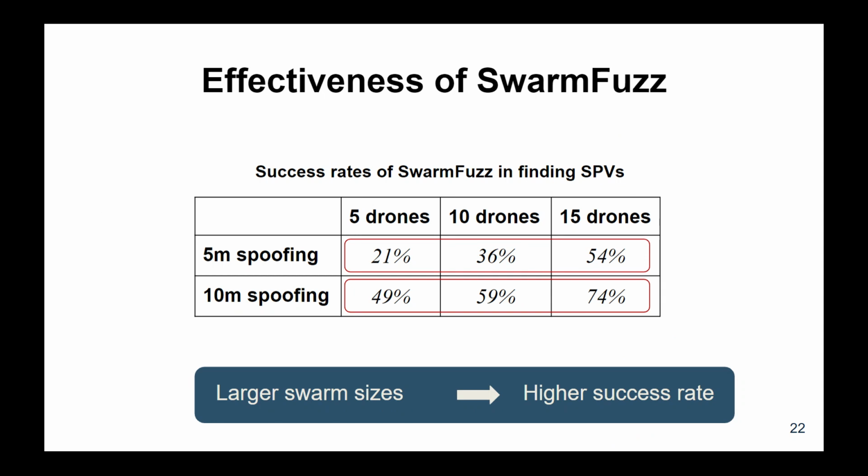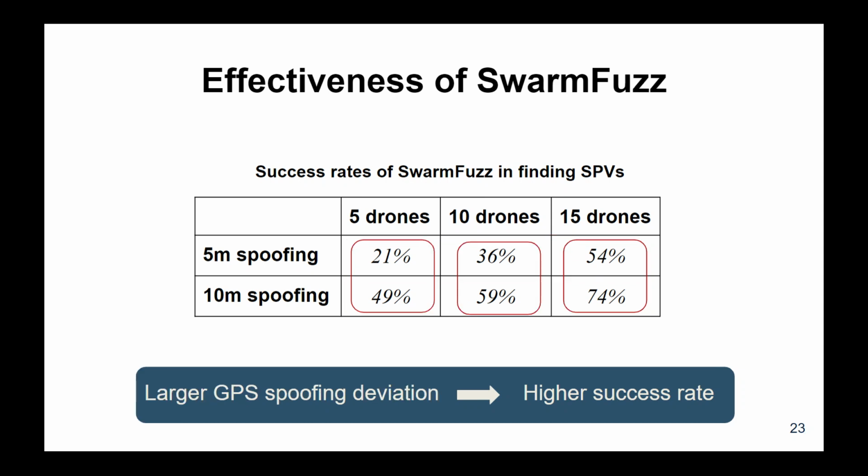Further, when looking at the success rate in each row, we observe that larger swarm size results in higher success rate. This is because larger swarms are denser, and this makes the obstacle avoidance more difficult. When looking at the success rate in each column, we observe that the larger GPS spoofing deviation leads to higher success rate. This is because higher GPS spoofing distance allows the attacker to disrupt the swarm more.